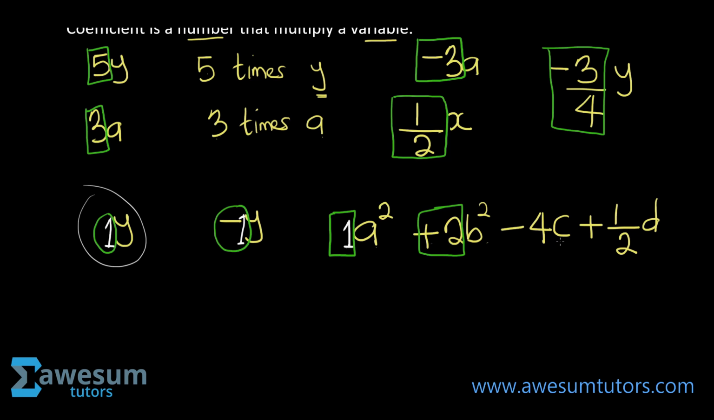What is the coefficient of c? That is going to be negative 4. Negative 4 is the coefficient of c, because that is the number that is multiplying c. What about this? What is the coefficient of d? That is going to be positive 1 over 2. Positive 1 over 2 is the coefficient of d.